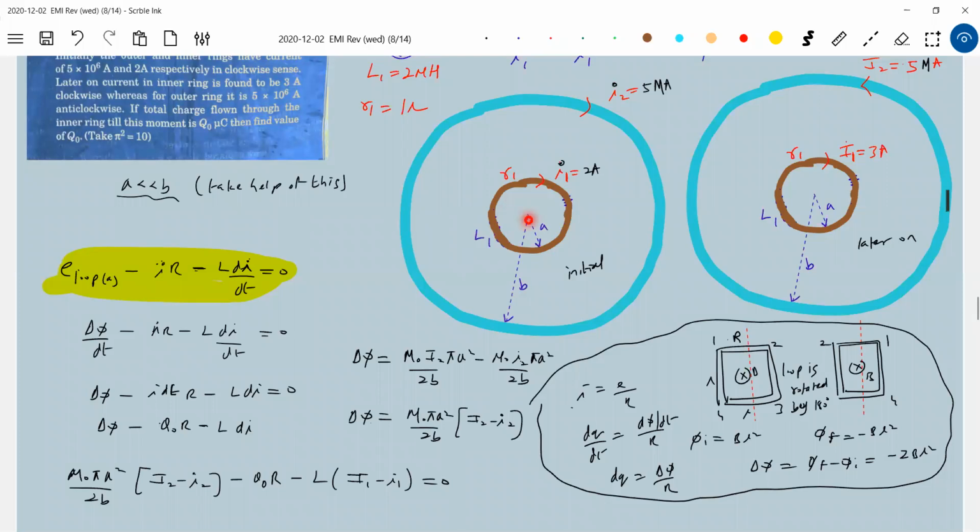So this is like an RL circuit. The inner loop will behave like an RL circuit. This is the idea. The inner loop behaves as an RL circuit energized by the induced EMF. Is that okay? I think I don't have an explanation more than this, sir.